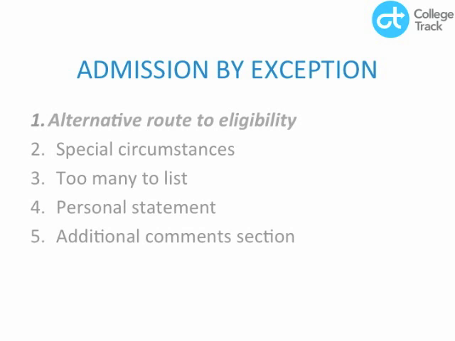The second alternative route is called admission by exception. This is for students who have had special circumstances in their life that got in the way of their eligibility to apply. There are too many examples to list, and so what the UC asks is simply in your personal statement and/or in the additional comments section of the application, make sure you make it clear that you are applying for admission by exception, and then explain your circumstances.